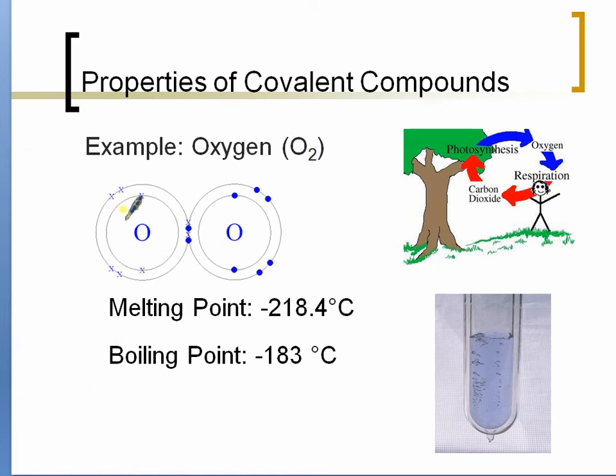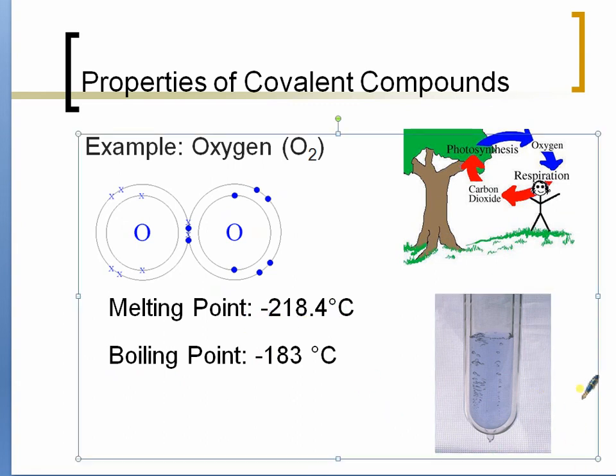So, one case study of a covalent compound is oxygen. Here is what oxygen looks like. It's sharing bonds with itself as a covalent compound. Oxygen can be a solid and it can be a liquid. So the melting point of oxygen is negative 218 degrees Celsius, and the boiling point, at which it goes from a liquid to a gas, is negative 183 degrees Celsius. So it really illustrates the low melting points and low boiling points. And here in this picture we have an example of liquid oxygen. So that's just a quick overview of the basics of covalent compounds.